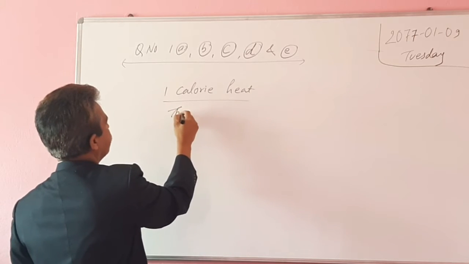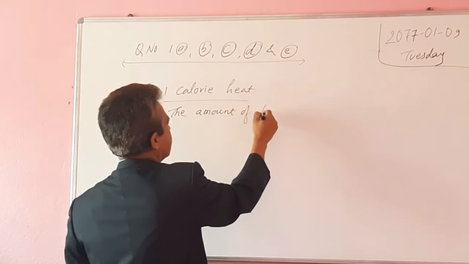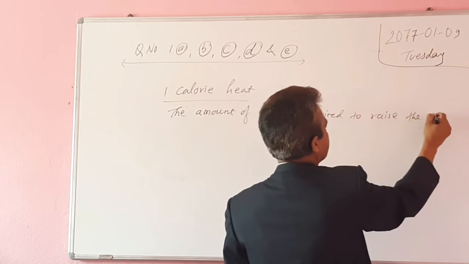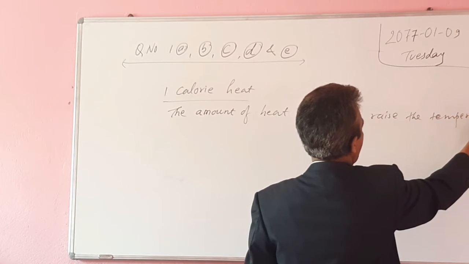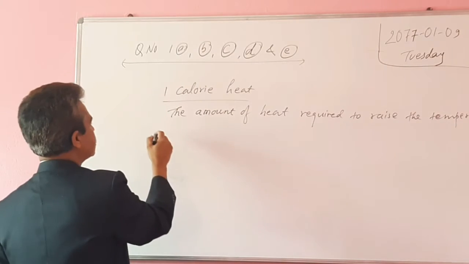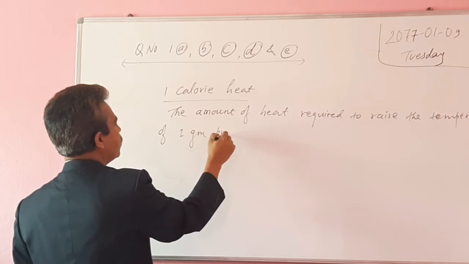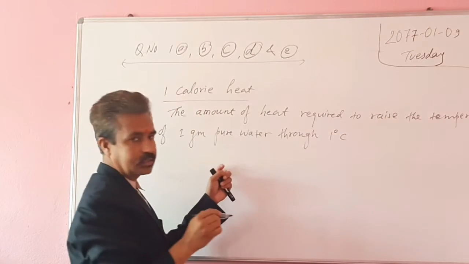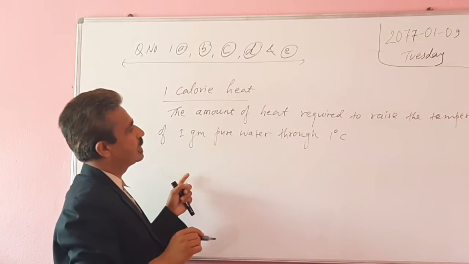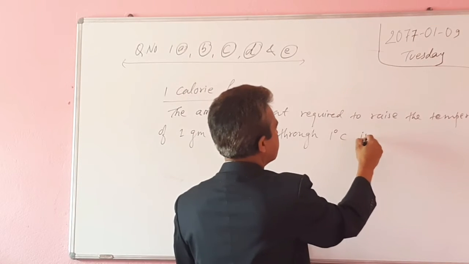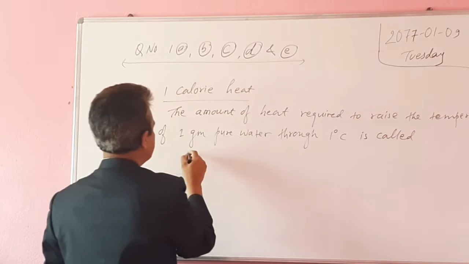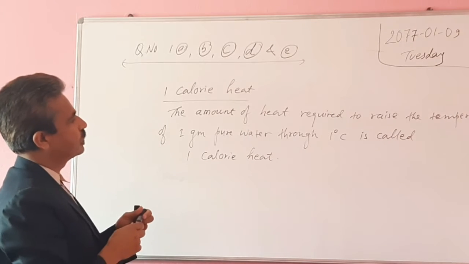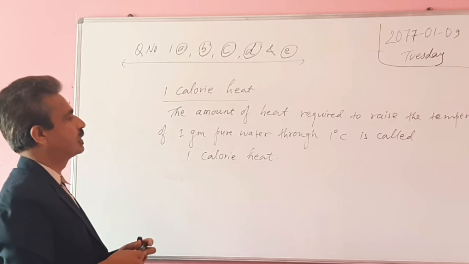How do you define 1 calorie heat? The amount of heat required to raise the temperature of 1 gram pure water through 1 degree centigrade is called 1 calorie heat. Keep this in mind.